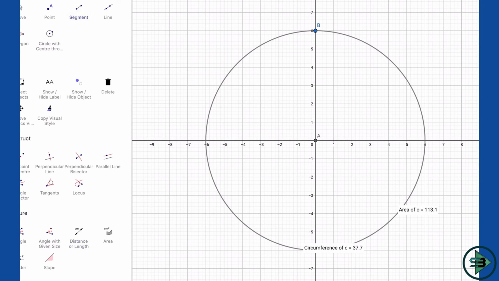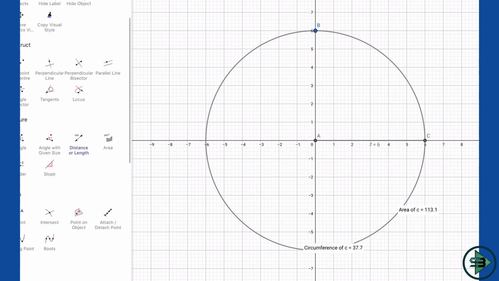If I draw a radius here, from here to here, that will be my radius. The radius is equal to 6. So I know everything. I know the radius, I know the area of the circle, and I know the circumference of the circle as well. Now let's play with this.